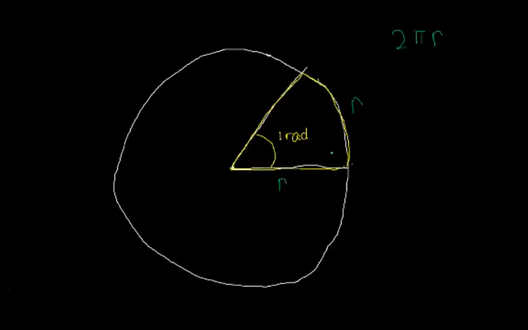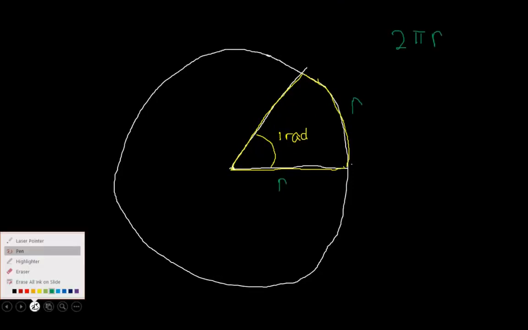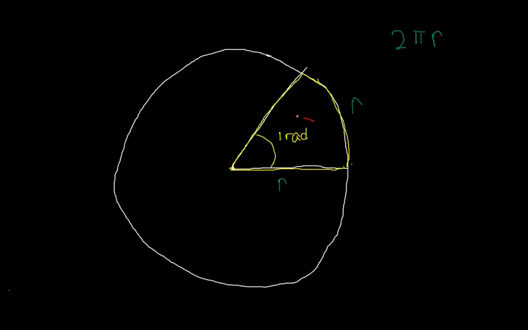So what I was trying to find out is how many of these angles here, they're in 360 degrees, right? So 1 rad is equal to length r.